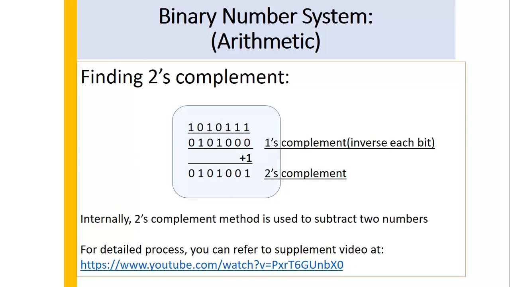Now for finding the twos complement, we add 1 to the ones complement of the number. Therefore we get 0 1 0 1 0 0 1. That is the twos complement of 1 0 1 0 1 1 1, right? Internally, the twos complement method is used to subtract two numbers. For a detailed process of how it goes, you can refer to a supplementary video or this particular URL.